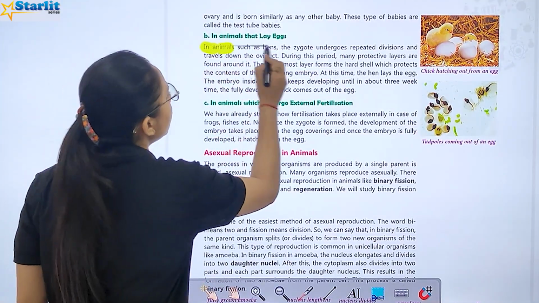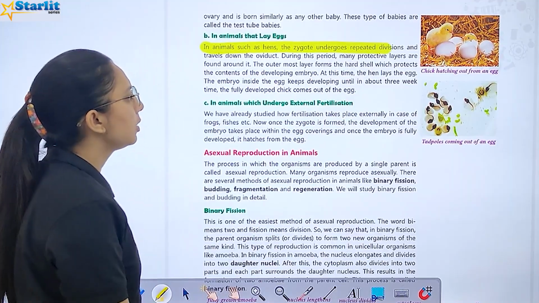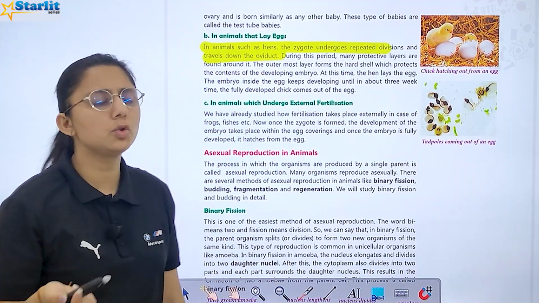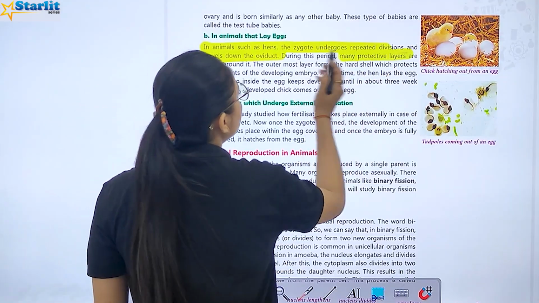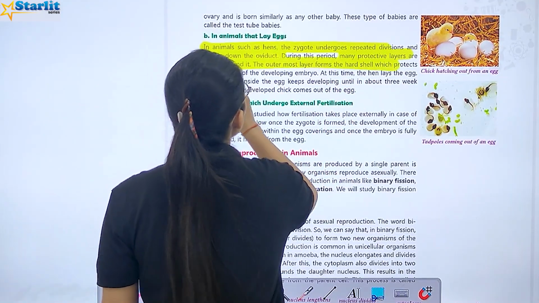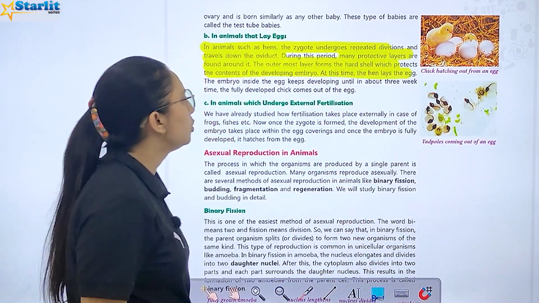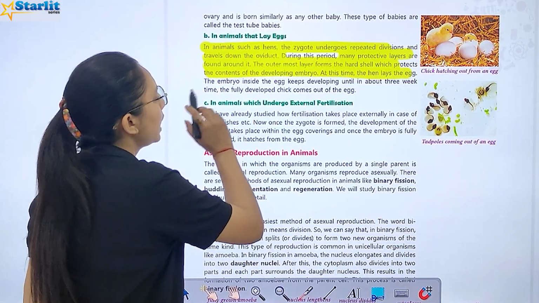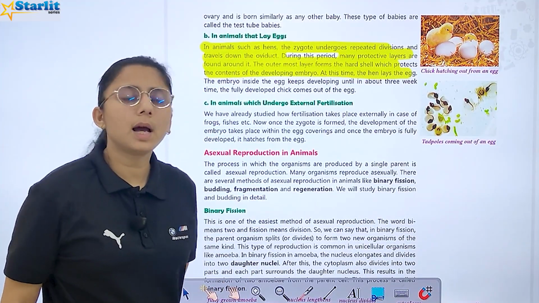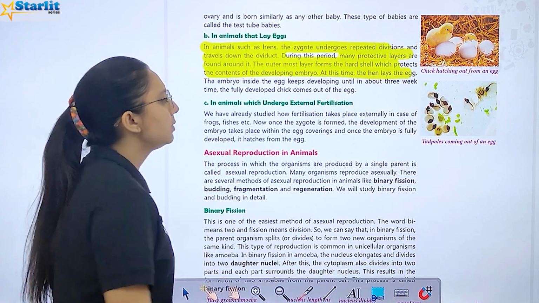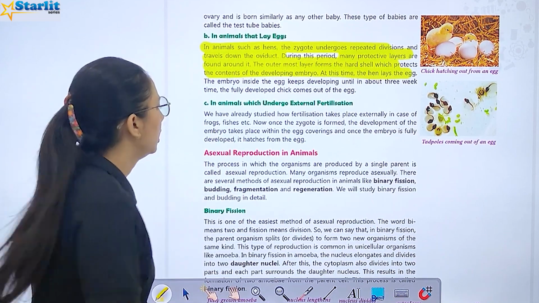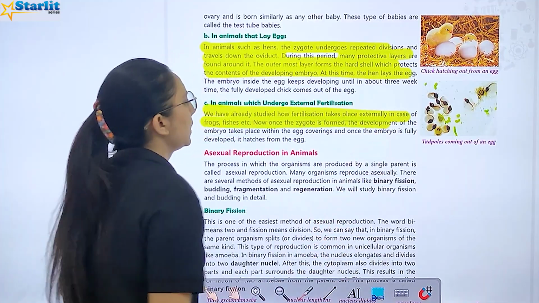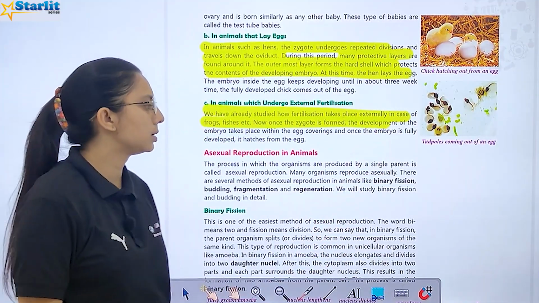Next is animals. In animals, the zygote undergoes repeated division and travels down the oviduct. So what happens during this period? Many protective layers are found around it. The outermost layer forms the hard shell, which protects what? The contents of the developing embryo. So the embryo inside the egg develops until about a week, and in animals which undergo external fertilization, we have already studied how fertilization takes place externally in the case of fish and frogs.